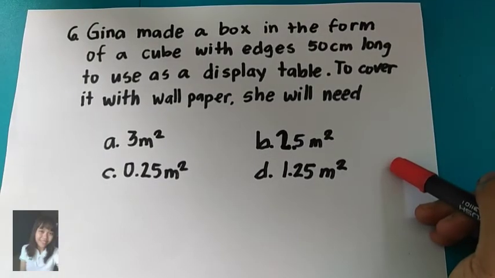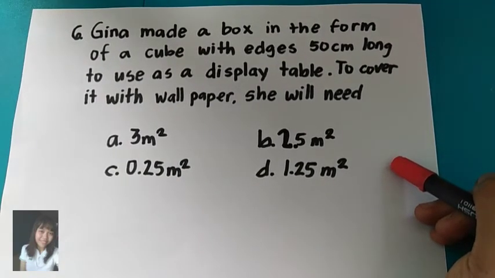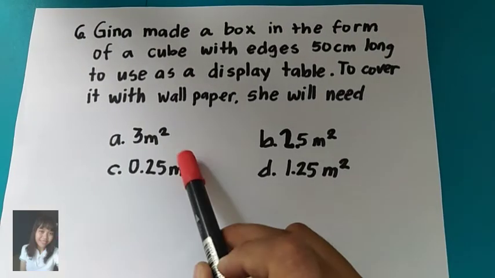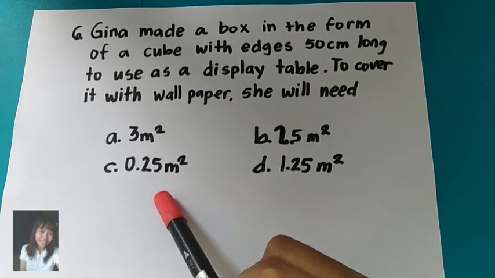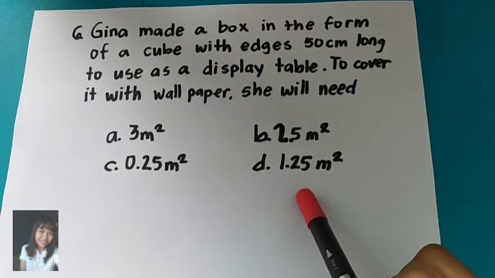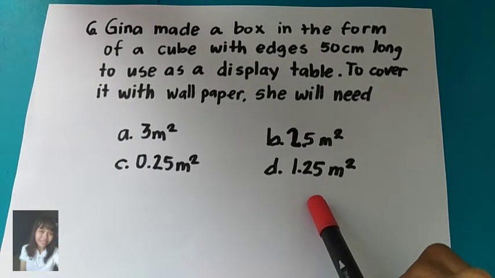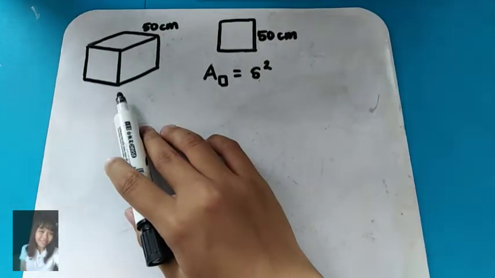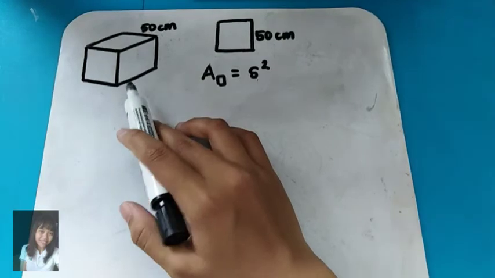Number 6 problem. Gina made a box in the form of a cube with edges 50 centimeters long to use as a display table. To cover it with wallpaper, she will need A, 3 meters squared, B, 2.5 meters squared, C, 0.25 meters squared, or D, 1.25 meters squared. This problem doesn't have a diagram, so we will draw the figure in our scratch paper. So here is what we have drawn based on the given problem. We will just take one side of a cube and this is what it looks like.